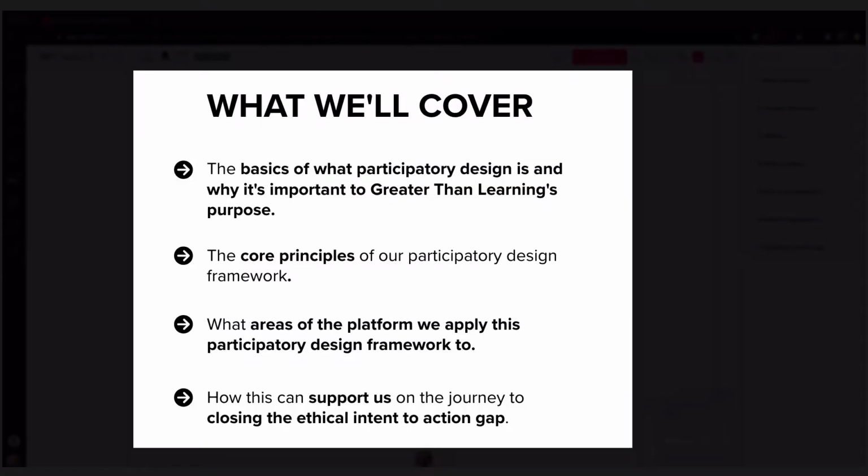In this video, we're going to cover what participatory design is, why it's important to achieving our purpose, the core principles, the guide, the overall approach, what areas of the platform it is applied to, and how this connects to closing the ethical intent to action gap.